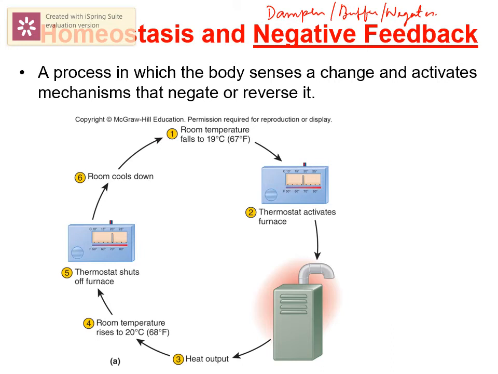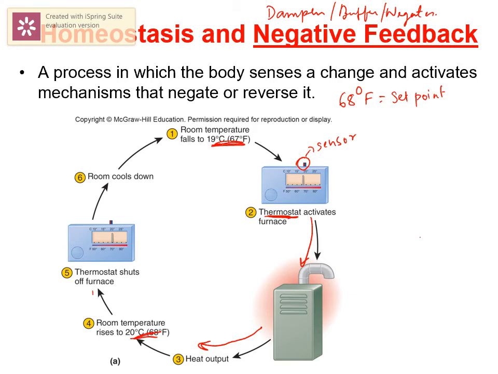Let's take a very simple example of the thermostat in your house to understand this mechanism. Let's just say the thermostat in your house is set at 68 Fahrenheit. So this is the set point. When it's really cold outside, the room temperature falls to 67 Fahrenheit. This change or stimulus is detected by the sensor in the thermostat, and the thermostat receives the message and commands the furnace to kick in. The furnace blows out heat and the room temperature rises to 68 Fahrenheit.